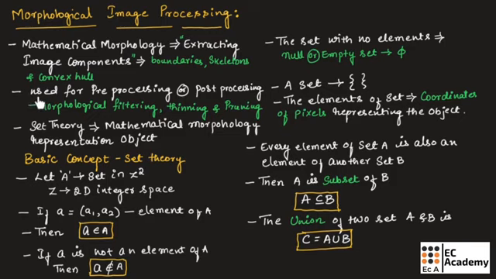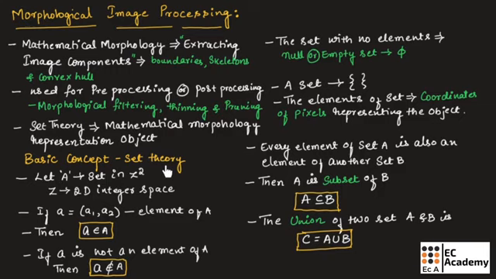The morphological techniques are used for pre-processing or post-processing. So we can use morphological techniques for pre-processing of an image or post-processing of an image. We can use this for morphological filtering, thinning, and pruning. Here pruning is nothing but trimming of an image. The language of mathematical morphology is set theory. Set theory is the mathematical morphology representation of an object in a digital image.